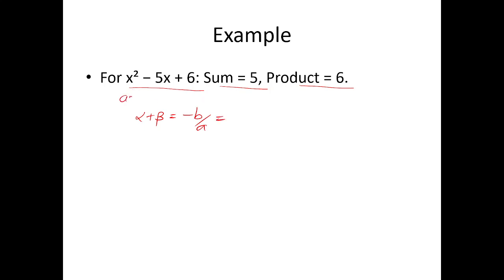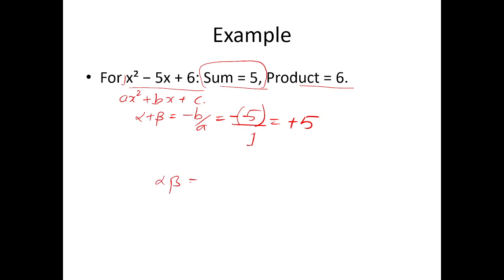Compare this with the general formula, that is ax square plus bx plus c. Here minus as it is, b is what here? b is minus 5 and a is 1 in this case. So here it is minus of minus 5, which becomes plus 5. Okay, whatever they have given, we got by using this formula.